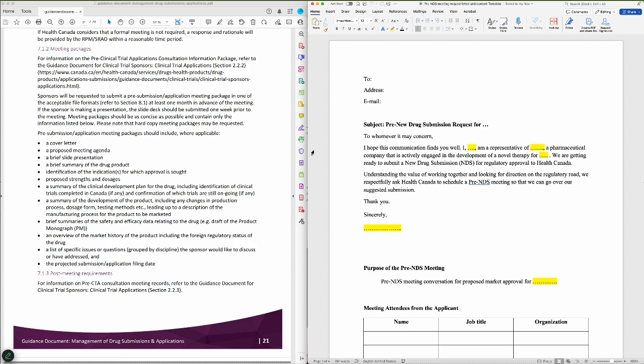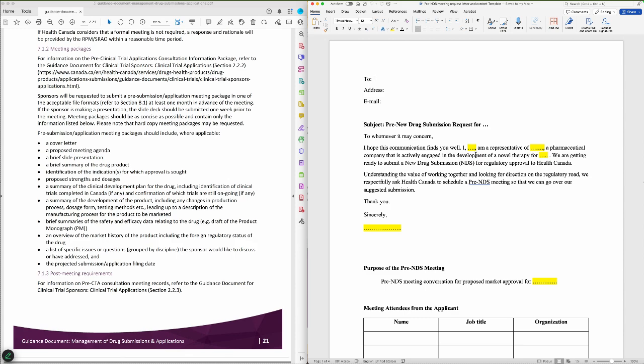Let's look closely into the template that we have for the pre-new drug submission and, of course, the request. So on the right side of this screen, you see the template that is given to us by Health Canada, and you can find that on the Health Canada website. On the left side, as I already mentioned, we have the guidance documents related to the management of drug submissions and applications.